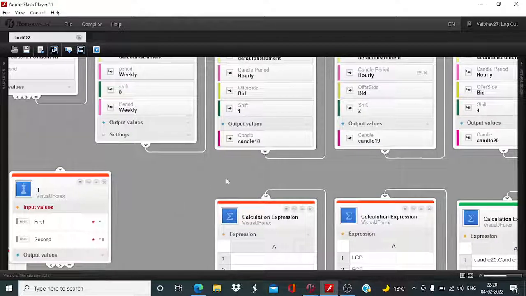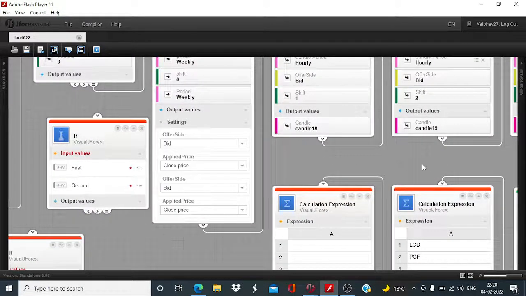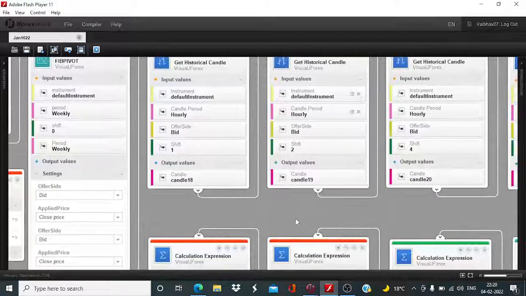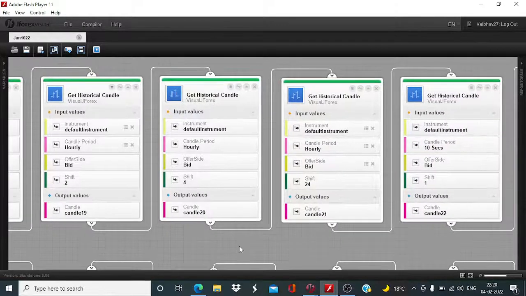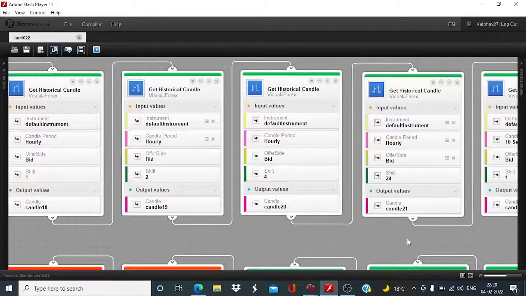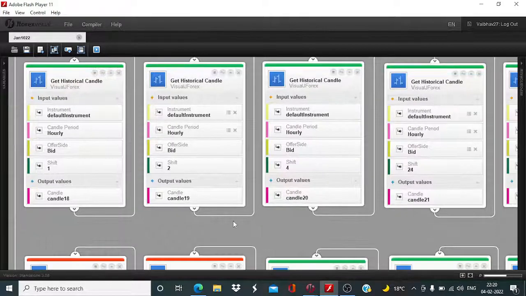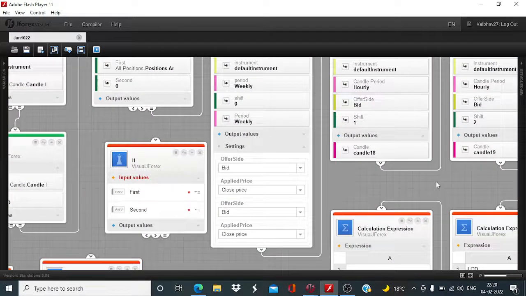Here we have to compare the closing values of 4 different hourly candles with the R1. So I will have to compare the closing values of candle 18, candle 19, candle 20, and candle 21 respectively with the resistance value.